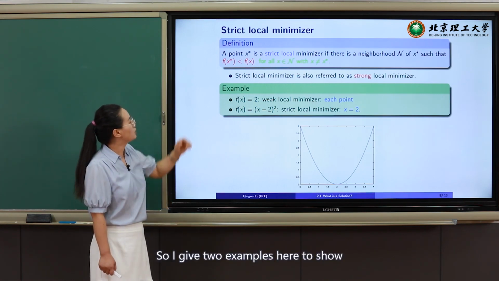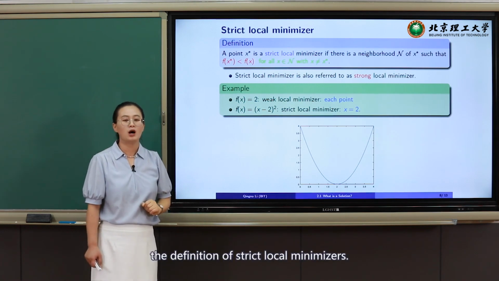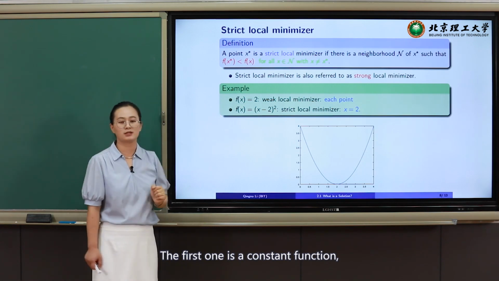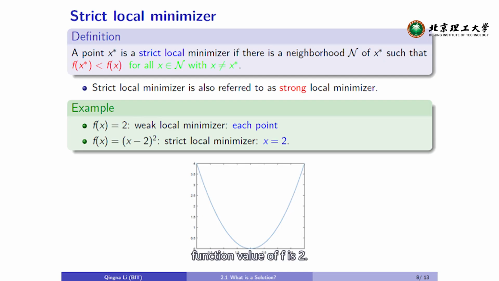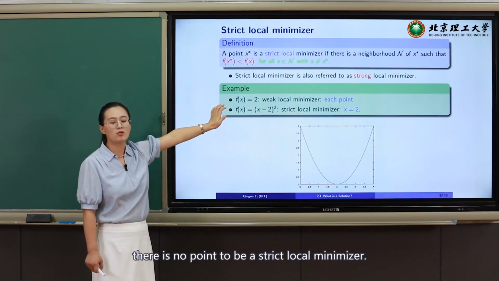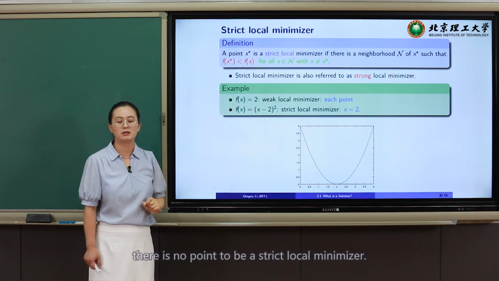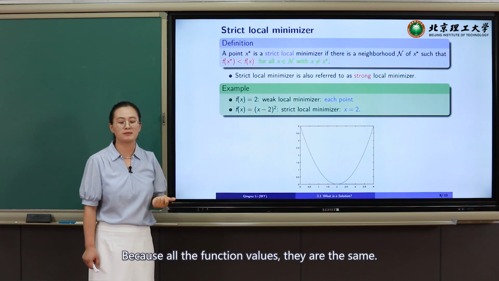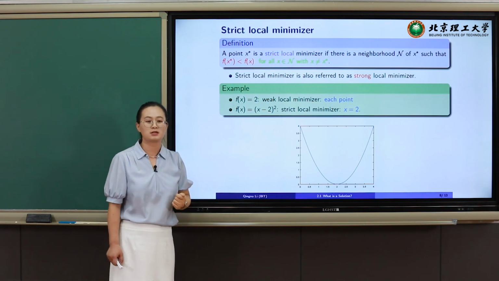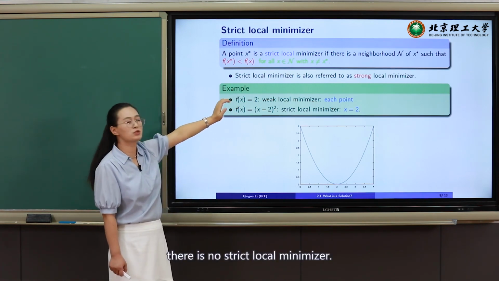So I give two examples here to show the definition of strict local minimizer. The first one is a constant function, which means that at any point, the function value of f is 2. For this case, actually any point is a weak local minimizer. However, for this constant function, there is no point that is a strict local minimizer because all the function values are the same. You cannot find one function value which is strictly smaller than others. So for the constant function, there is no strict local minimizer.